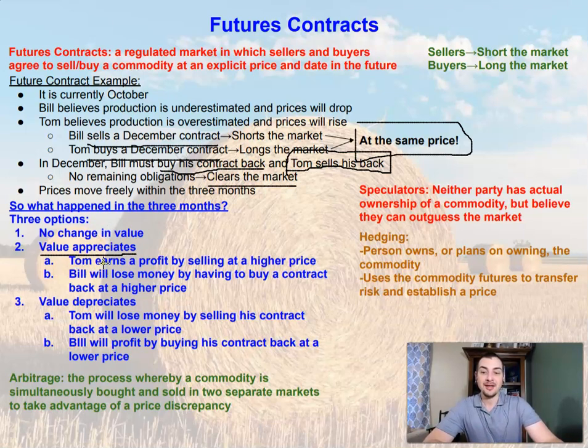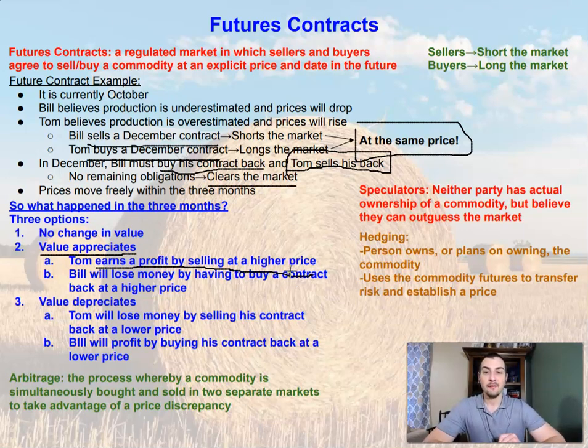Prices went up. And Tom actually earns a profit by selling at a higher price. He agreed to buy it at a low price. And whenever he goes to sell that commodity, to offset the amount that he agreed to buy, he sold at a higher price and bought it at a low price. He makes a profit. Bill, on the other hand, will lose money because he has to buy the contract back at a higher price.